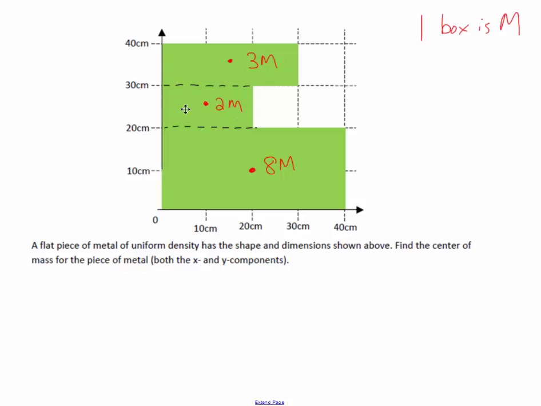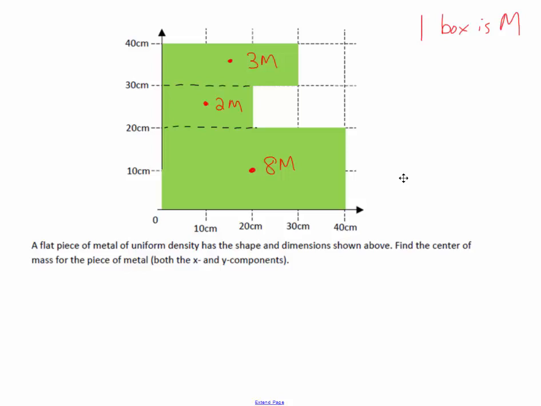And so I can treat those 2 boxes as a single little point mass of mass 2m. And then this third piece, it's 3 boxes, so the mass is 3m, and it's halfway across, so this is 15 centimeters across, and it's halfway up, so it's halfway between 30 and 40, so it's at 35 centimeters on the y-axis. And so breaking it up into these 3 pieces, this ends up being just what we were doing for the other situations where you have 3 separate masses along an axis.